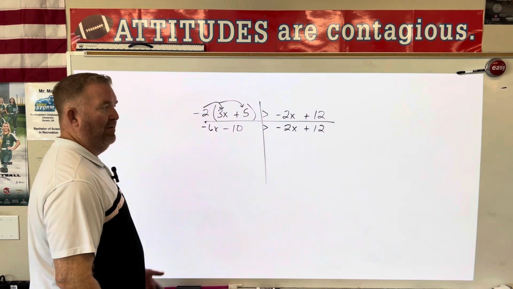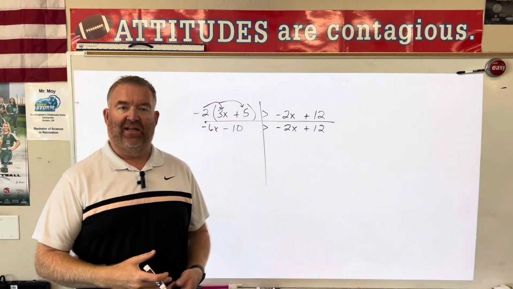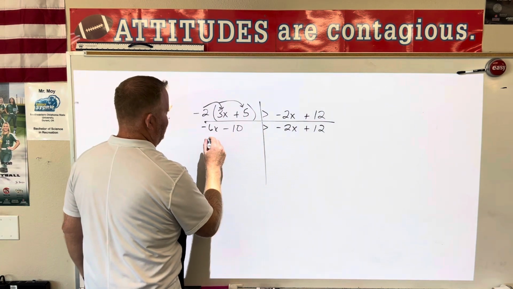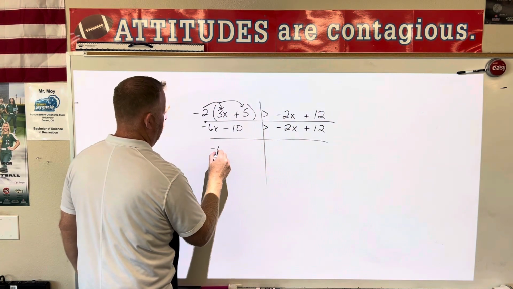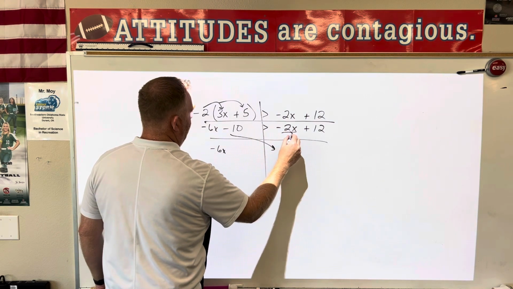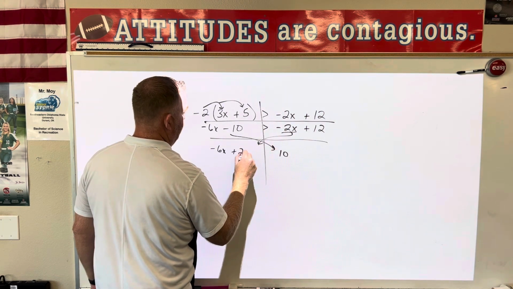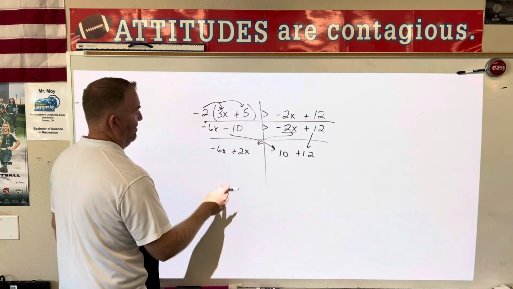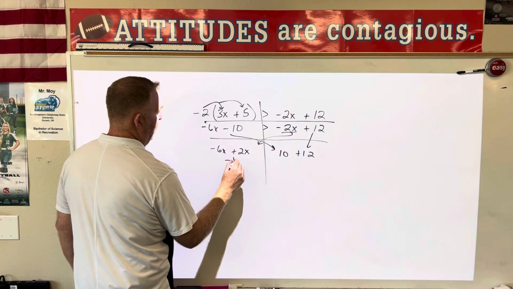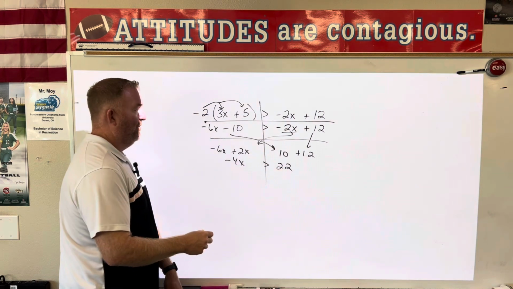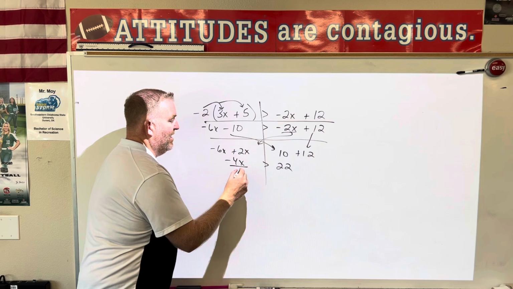Okay. Now we're going to do what we did before: letters left, numbers right, not a big deal. So the -6x is actually going to stay there. The -10 goes over here, becomes a +10. -2x becomes a +2x. This stays a +12. This is going to be -4x greater than +22. Now I'm going to divide by -4.